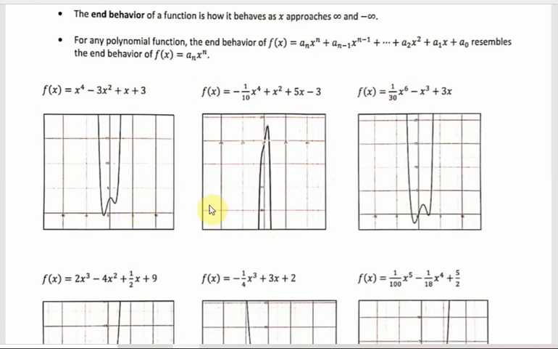So notice with all of these that are even degree, the ends do the same thing. Both go up, both go down, both go up. And why does the one in the middle go down? Because this coefficient is negative. Here, the coefficient of x to the fourth is positive. It's 1, and they're both going up. The one on the right, it's 1/30th. That's a little number, but that's still positive. They're both going up. And here, it's negative 1/10. They're both going down. That's the difference. So both ends are going to point downward when it's even degree with a negative leading coefficient.